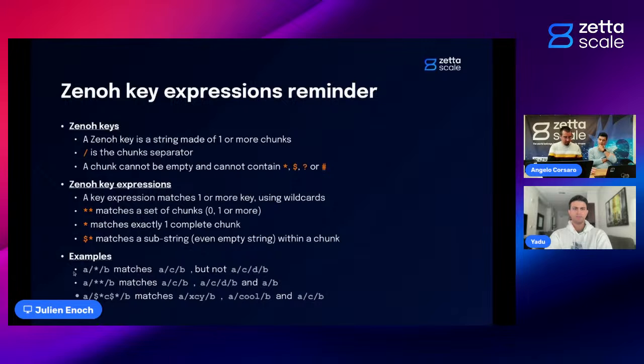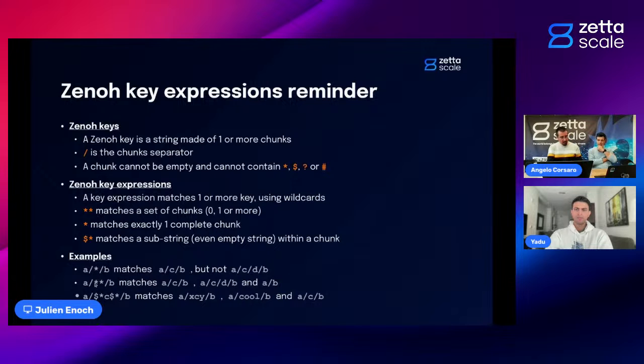So concretely, what does it mean? For instance, A/*/b is a key expression that will match A/c/b, but it will not match A/c/d/b, because here we have two chunks and one star matches only one chunk. If I do A/**/b, the double star matches several chunks, so it matches A/c/b, also A/c/d/b, but also A/b, because an empty chunk also matches the double star. So it's 0 or more.